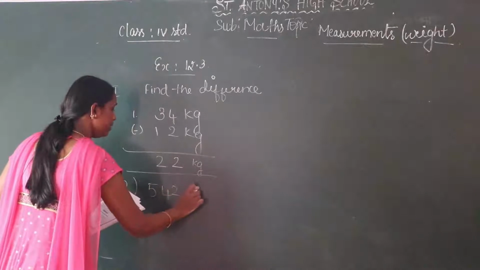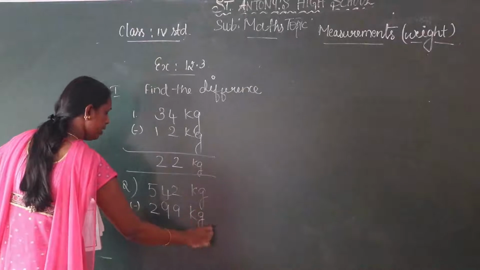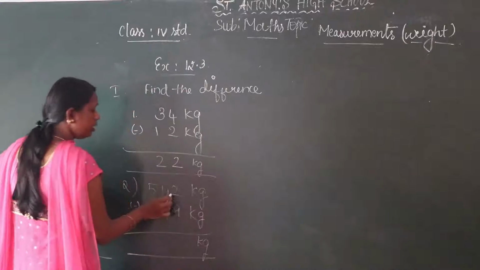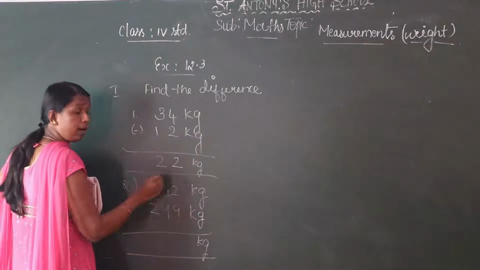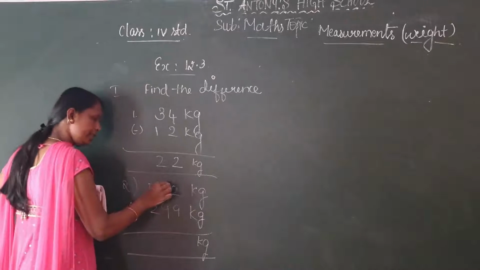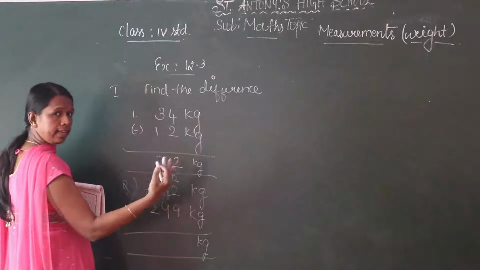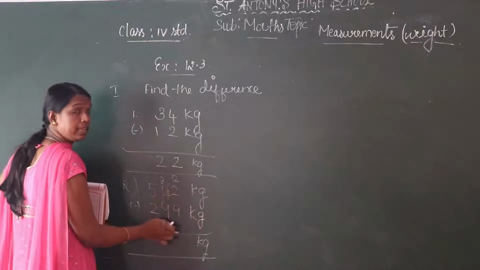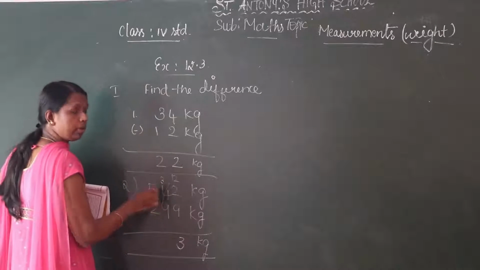Next, 542 kg minus 29 kg. Write down kg. Here the subtrahend is greater than the minuend, so take a borrow from the nearest one, that is in the tens place. This 4 becomes 3, this 2 becomes 12. While borrowing, you have to add 10 to the given number. 12 minus 9 is 3.